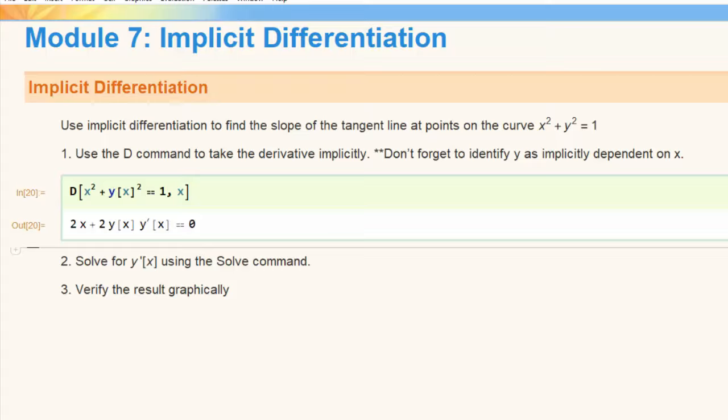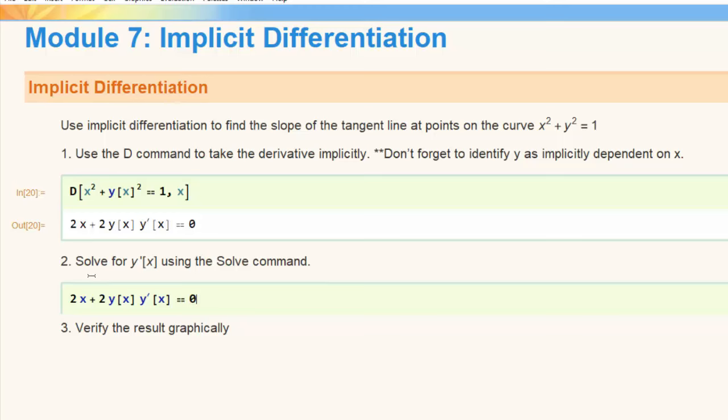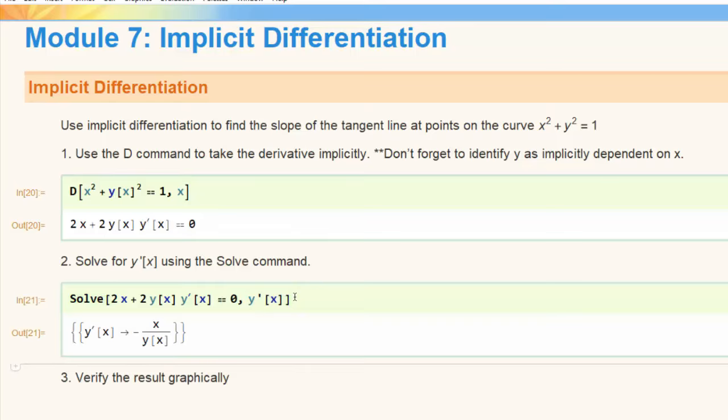So my next step would be to solve this for y prime. Now I could certainly, if I wanted to, just copy that output, paste it down here, and then my goal is to solve this equation for what? For y prime of x. So the Solve command works by putting the first argument as the equation I'd like to solve, and the second argument is what I'd like to solve it for. So now if I run this cell, it will find my solution. In this case, it's negative x over y.